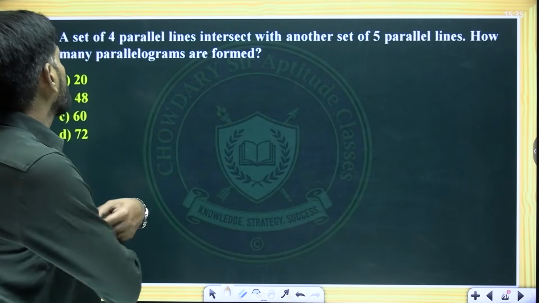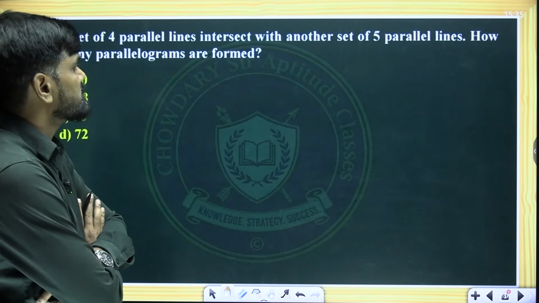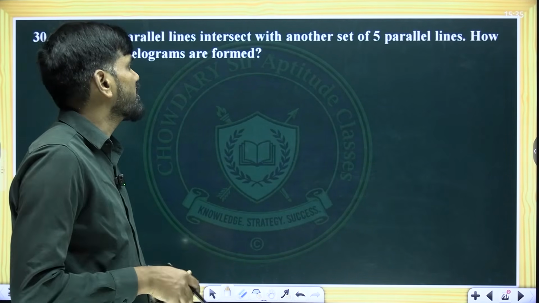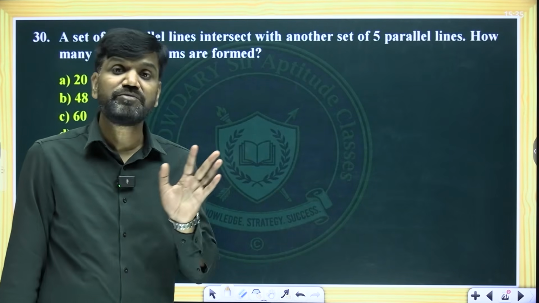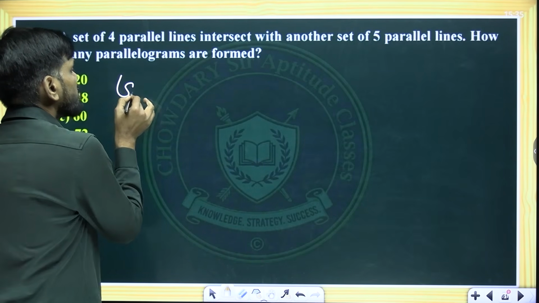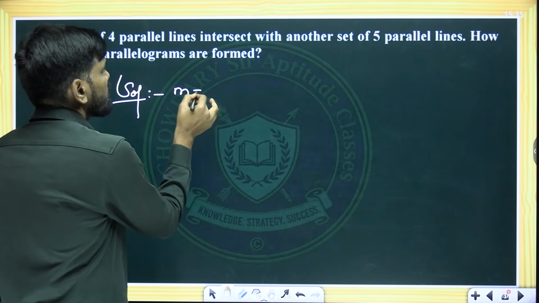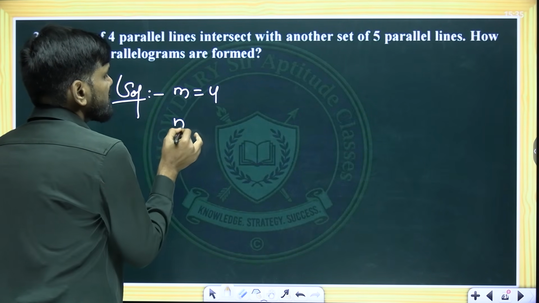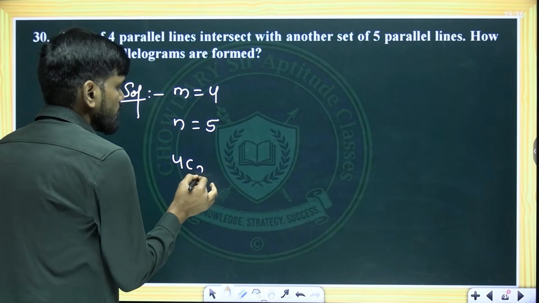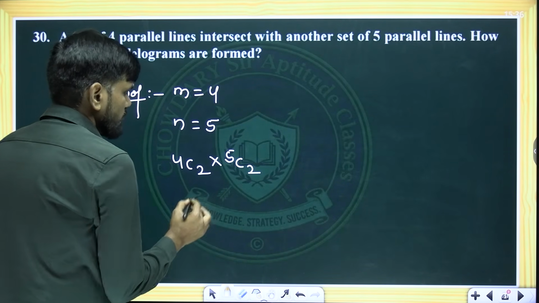Next problem 30. A set of 4 parallel lines intersect with another set of 5 parallel lines. How many parallelograms are formed? A set of 4 parallel lines are intersecting with another set of 5 parallel lines. How many parallelograms can be formed? Okay, same formula. A set of 4 parallel lines, M equal to 4, intersect with another set of 5 parallel lines, N equal to 5. Your answer is MC2 into NC2.